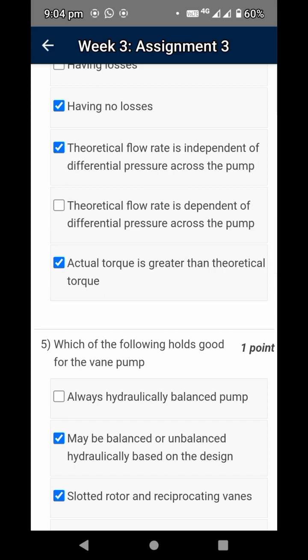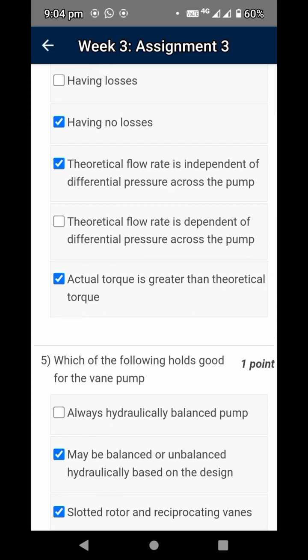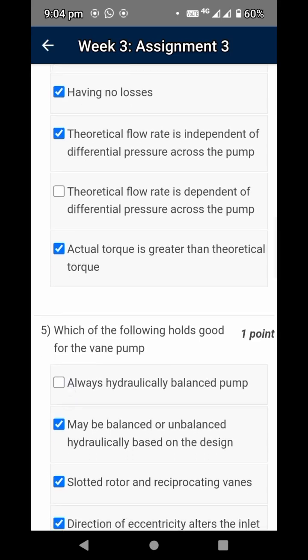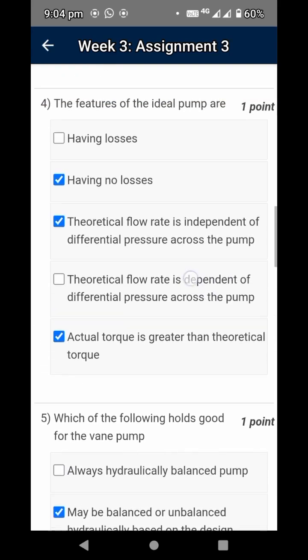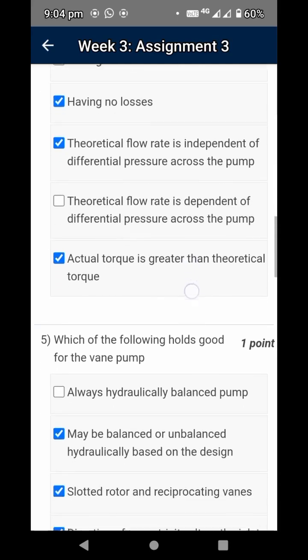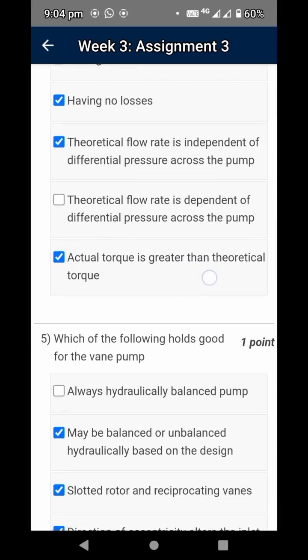It is not existing, but we just imagine these kinds of properties. For example, in the case of ideal fluid, it is an imaginary fluid. It is not existing. Similarly, ideal pump means it is not existing. We just imagine it has these kinds of properties. Based on that, we created a real pump. So these are the options. It doesn't have any losses, so having no losses, option number 3 and option number 5 are correct.